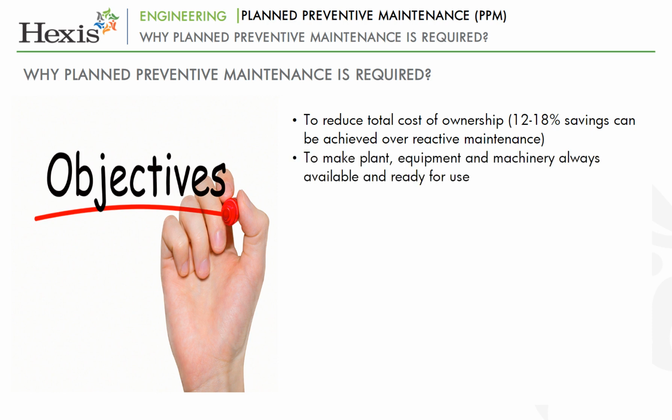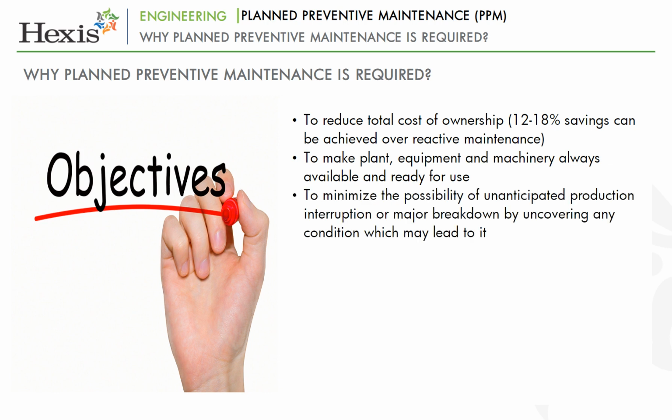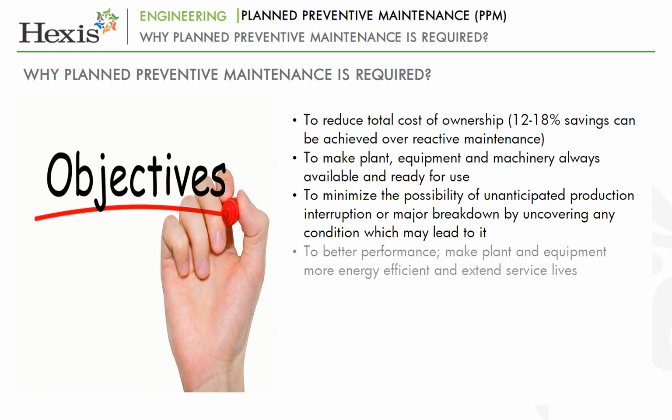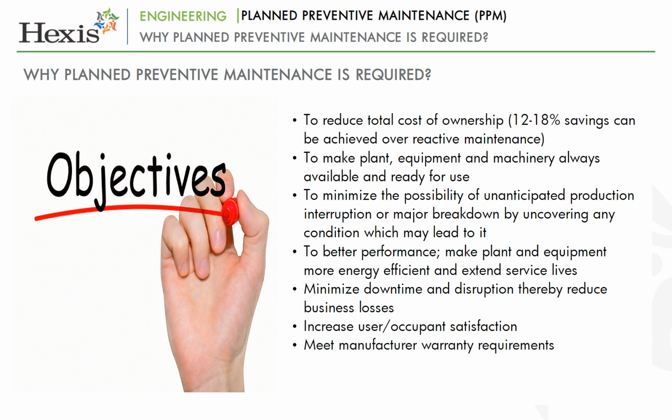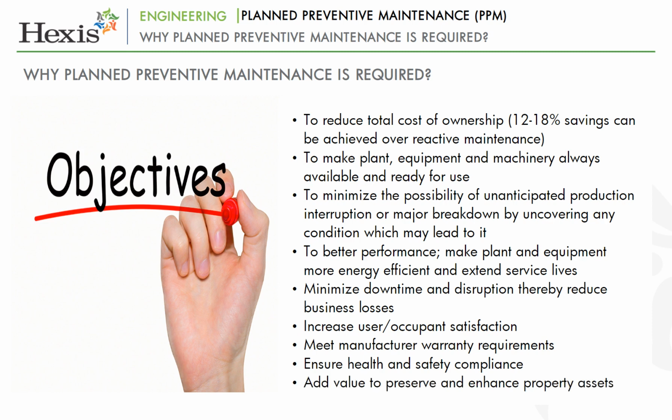To make plant, equipment, and machinery always available and ready for use. To minimize the possibility of unanticipated production interruption or major breakdown by uncovering any condition which may lead to it. To better performance, make plant and equipment more energy efficient and extend service lives. Minimize downtime and disruption, thereby reducing business losses. Increase user or occupant satisfaction. Meet manufacturer warranty requirements. Ensure health and safety compliance. Add value to preserve and enhance property assets.